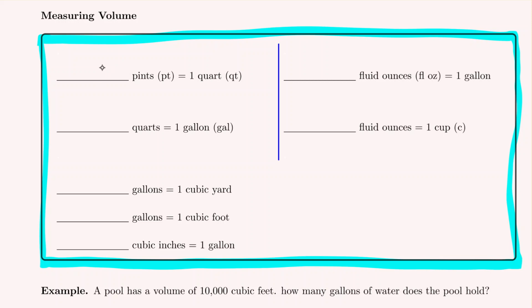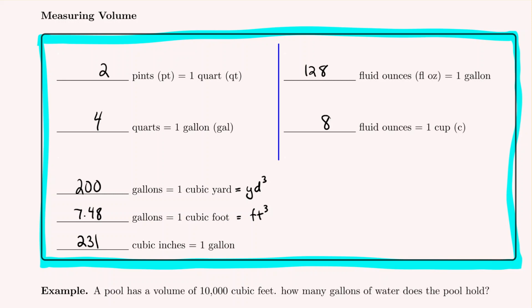We have that 2 pints is equal to 1 quart. 4 quarts are equal to 1 gallon. 200 gallons is equal to 1 cubic yard, and the units for that might look like yard cubed. 7.48 gallons is equal to 1 cubic foot, looks like foot cubed. 231 cubic inches is 1 gallon. 128 fluid ounces is 1 gallon, and 8 fluid ounces is 1 cup.